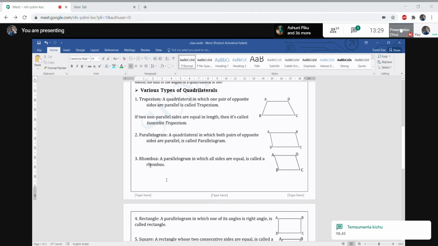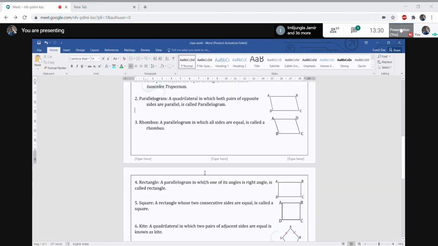Similarly, what is a rhombus? A rhombus is a parallelogram in which all sides are equal. You can use another definition also. In a parallelogram, opposite sides are equal and parallel. But in a rhombus, all sides are equal. Obviously, AD is parallel to BC and AB is parallel to DC, and all sides are also equal in length.